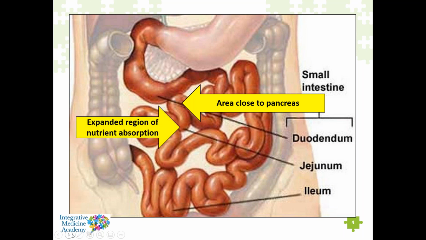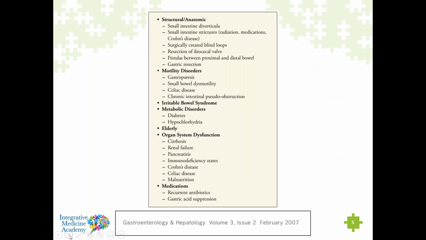The jejunum is this expanded region of nutrient absorption. It's often an area that becomes compromised because of small intestinal bacterial overgrowth. And then the ileum is the last part of the small bowel before the small intestine becomes the large intestine. You've probably heard of the ileocecal valve that separates the small bowel from the large bowel. The ileum is also the major seat of immunity within the digestive system.